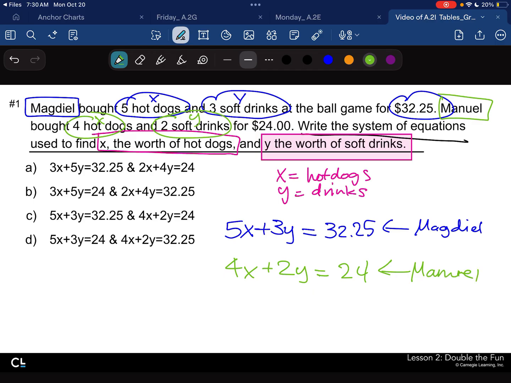All right, so now I need to look at my answer choices. They have the same numbers, but they have the wrong unit. Remember, X is my hot dogs, and Mag bought 5 hot dogs, so I know that this one is completely wrong. The next one says 5, 3, 32.25, 4, 2. Okay, this looks possibly right. Let's see why D is not right. If I look at the total cost, it's completely wrong. Mag spent $32.25, whereas Manuel spent $24. So the correct answer is C.